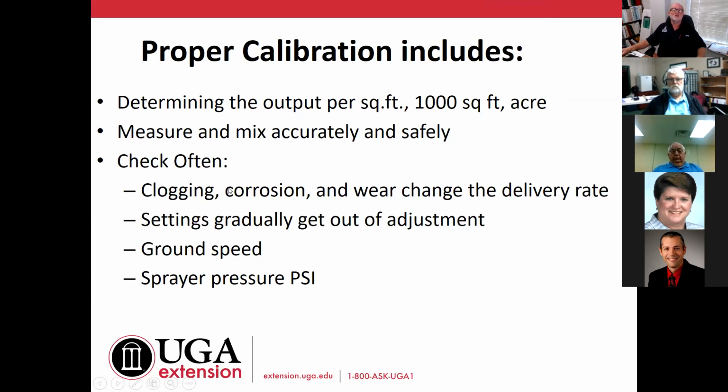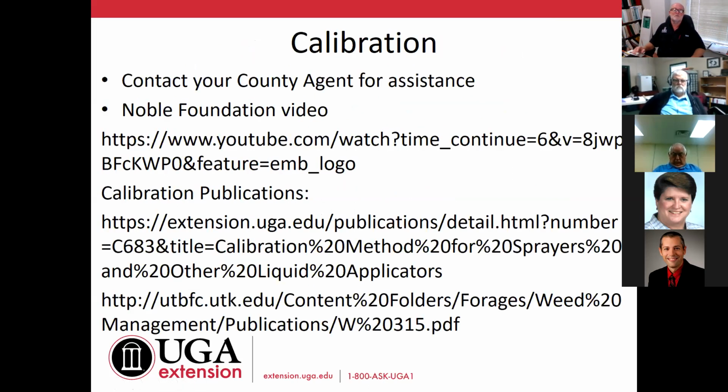That delivery rate can be changed by clogged nozzles, corroded nozzles. Those should have been found during the calibration process. Your settings can gradually get out of adjustment. You may want to check that application certainly at the beginning of the spray season, but also in between spray jobs, and always start that calibration with cleaned out equipment. Pay attention to your ground speed. Faster does not mean better. Pay attention also to your sprayer pressure and ensure that you're operating at a safe, effective pressure.